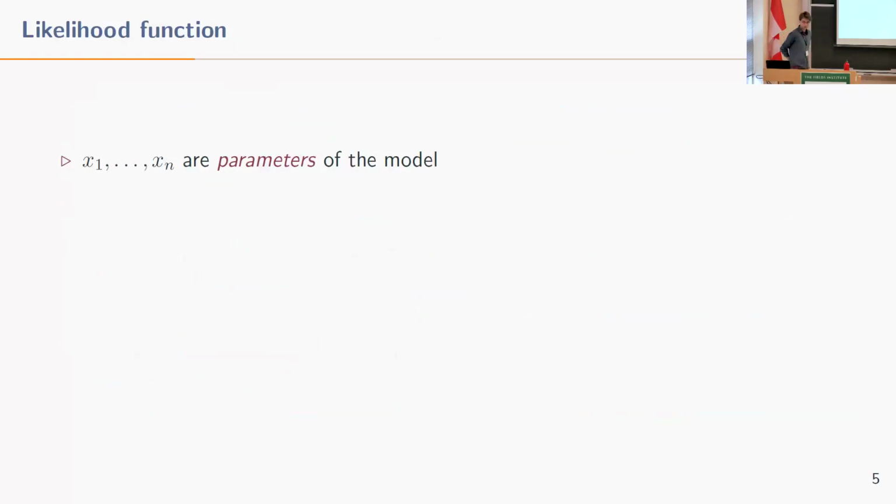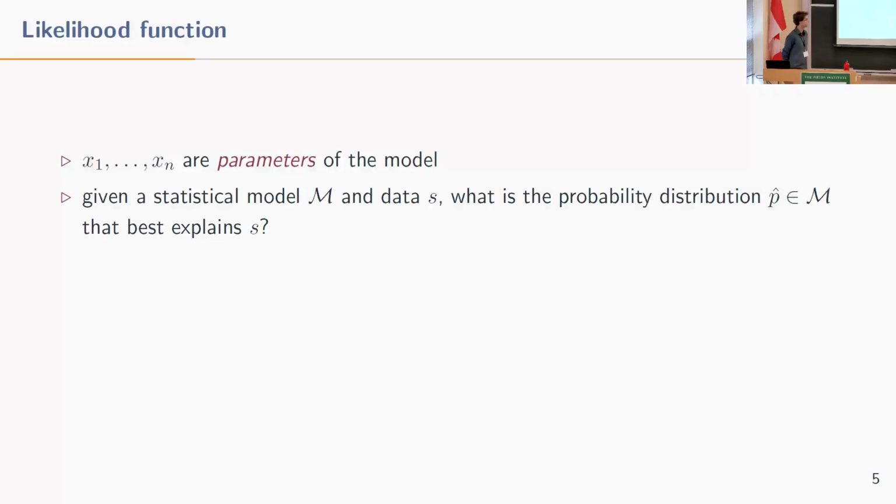Okay, so you can think of these xi's as being the parameters of the model. And now there's a classical question in statistical inference, which is: given a statistical model M and a data point, what is the probability distribution in the model that best explains this data?